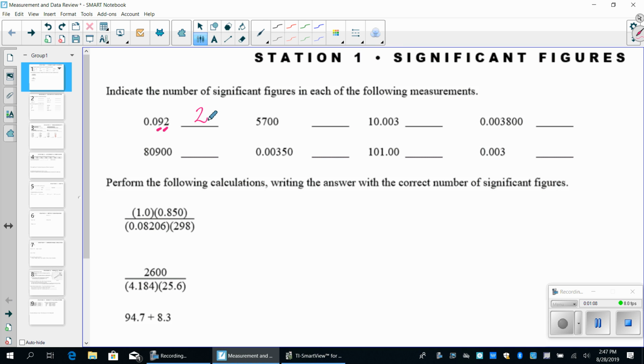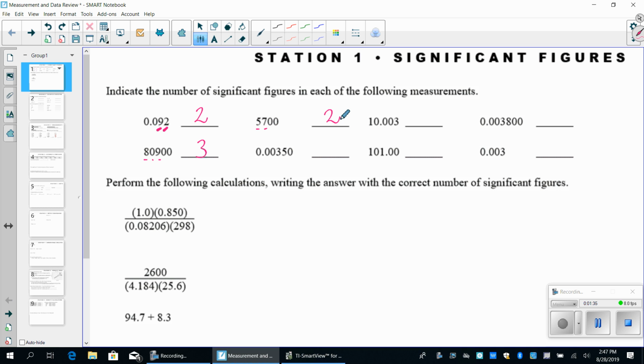The second one down, 80,900, that 0 that is in between the 8 and the 9 is sandwiched, so it does count as significant. However, ending zeros in a whole number do not count. So this one would have 3. 5,700, ending zeros do not count in a whole number, so this one would only have 2 significant figures.